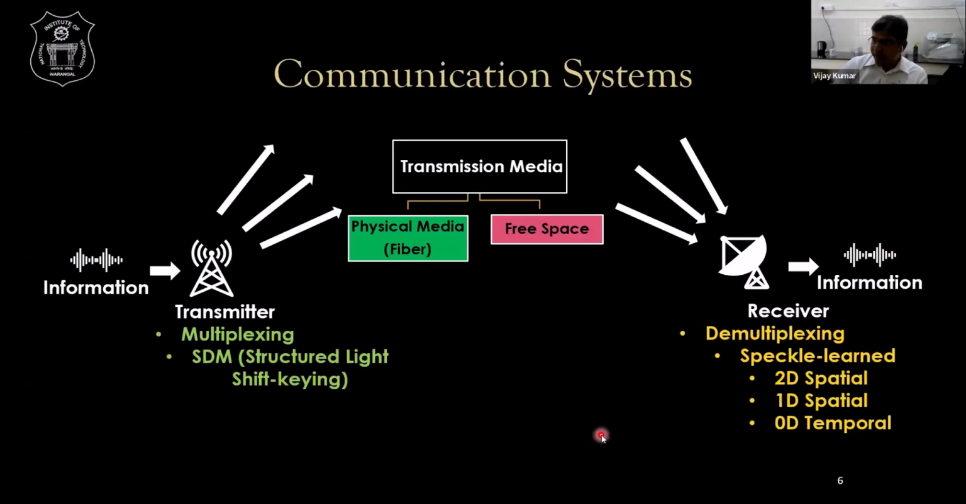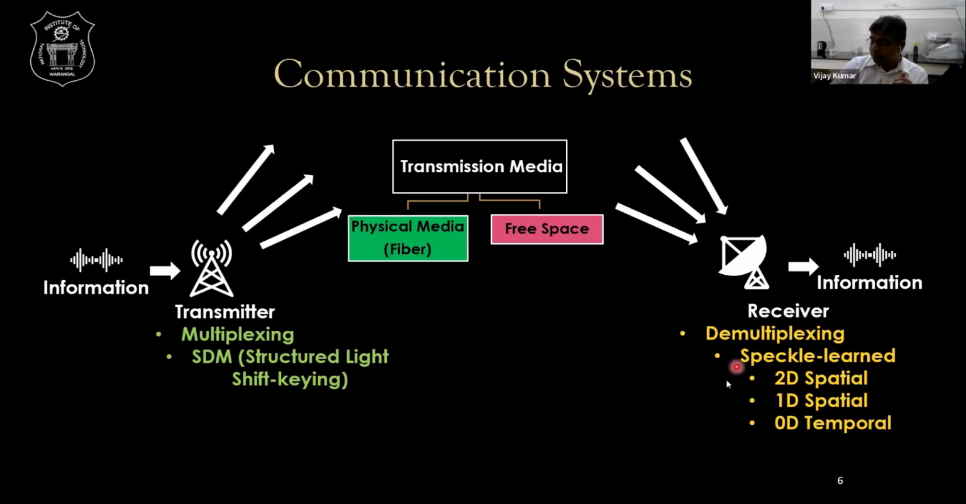To put it in a proper context, let's consider some information. I will multiplex this information using space division multiplexing, and especially what we call structured light shift keying. I will explain that first, and then we will transmit it through fiber and space. This demultiplexing technique is applicable in fiber as well as space. Then we will do the demultiplexing with the technique we have developed, which we call speckle learn demultiplexing. We can do the demultiplexing using a 2D camera, a 1D array camera, as well as a 0D single pixel detector in the temporal domain.